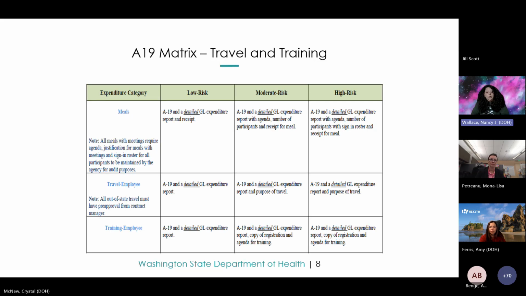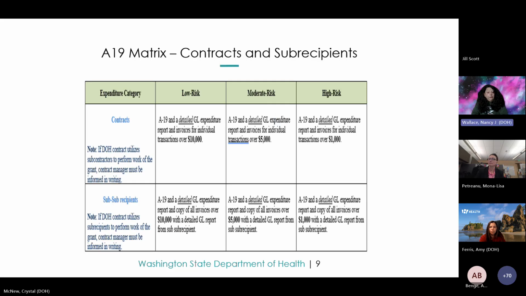Travel and training. We clarified that this is for employee travel and training. Next slide, please. For subcontractors and subrecipients, we updated to include invoices for $10,000 regardless of the risk. That represents all of the changes that we made to the A19.